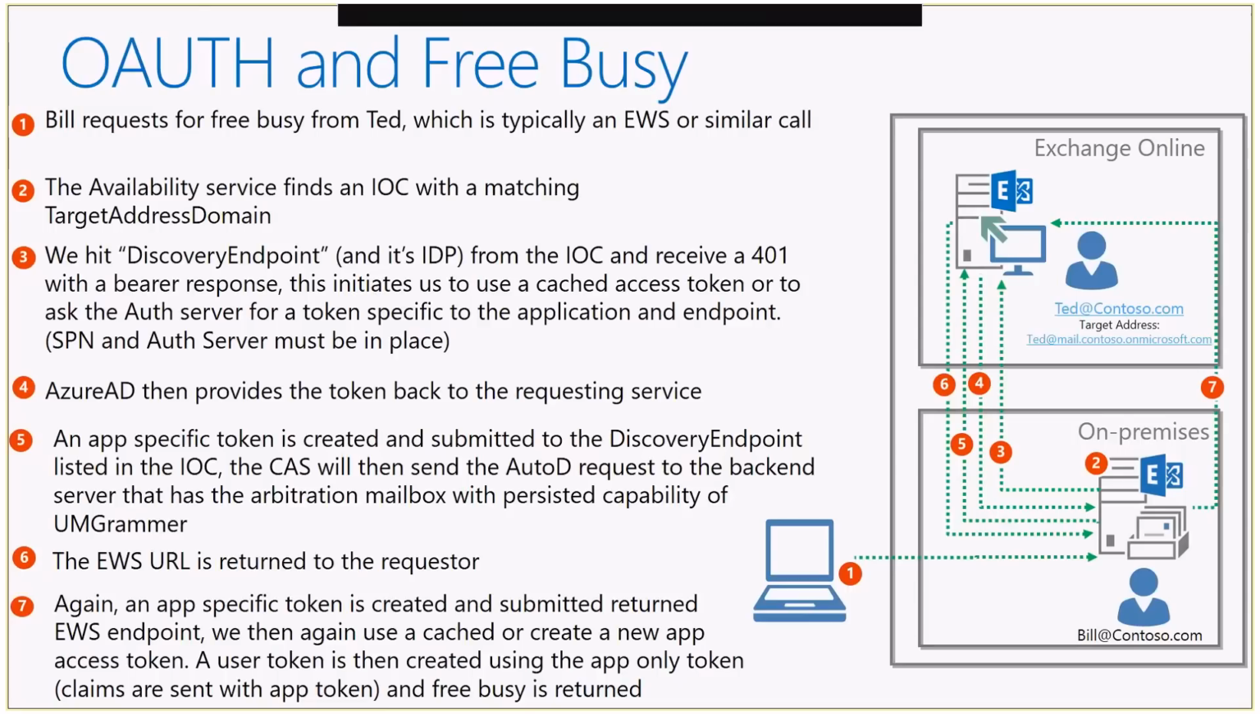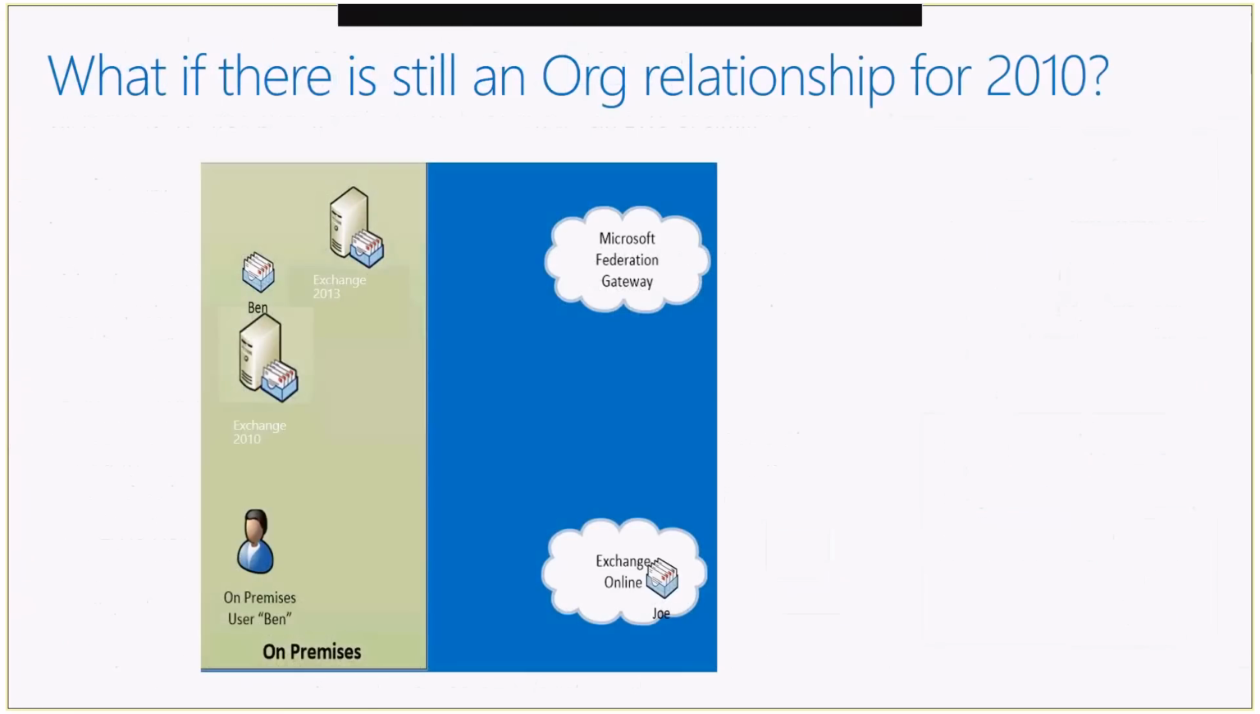Okay. What if you still have an org relationship for 2010? Now, why would you have that? So let's say you ran HCW. Once you ran HCW, you go through, and you're a 2010 and 2013 organization. Let's say you're 2010, 2007, and 2013. Who cares? Okay, you're in a mixed organization. You're going to run HCW, which means it's going to create relationships for you. It's going to create availability address spaces, right? But it's also going to create OAuth configurations, intra-organization connectors, and things like that.